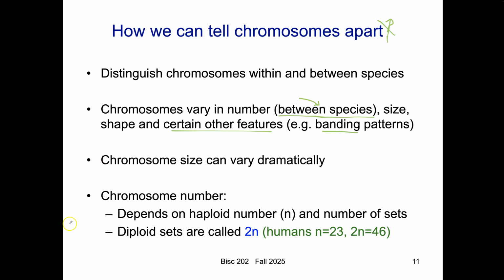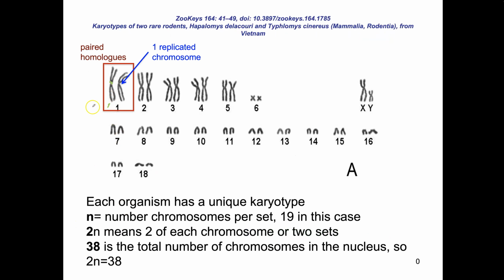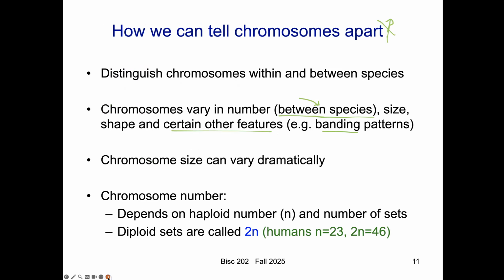The size can vary quite dramatically. If you look back here, this is a huge chromosome that probably has thousands of genes on it, and some of these tiny ones might have 100, or around that. So there might be huge differences in sizes that we can observe within one particular organism.